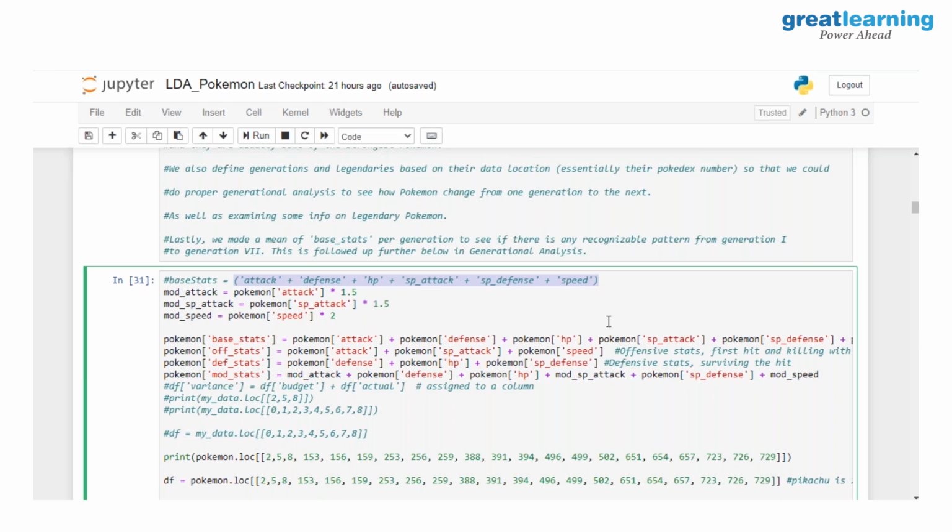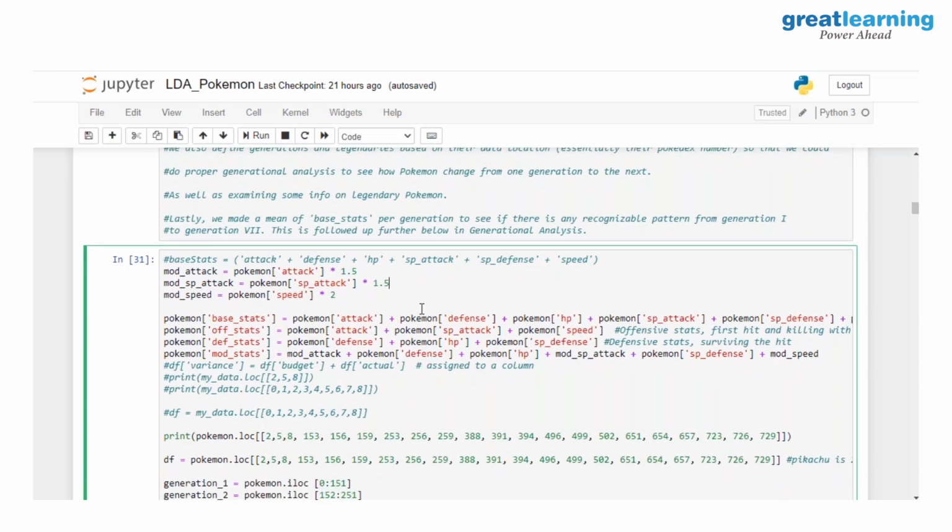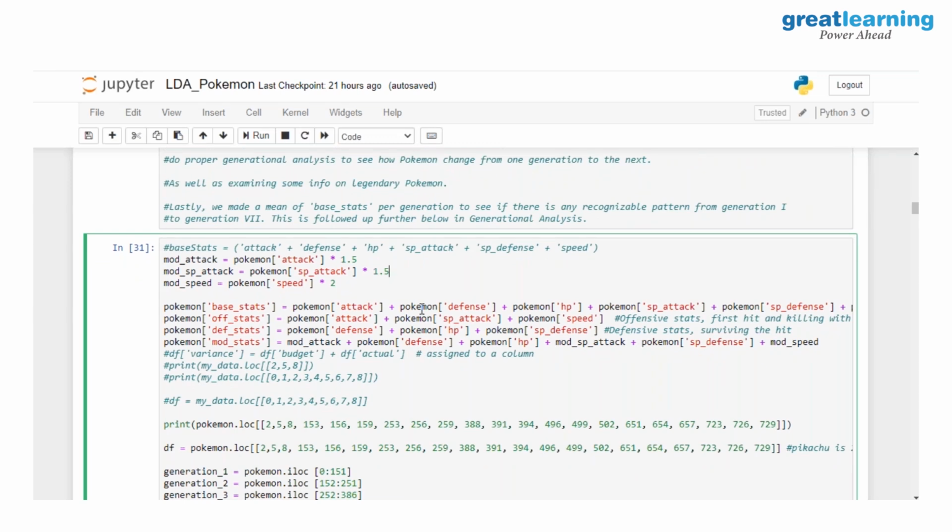So we started creating our own variables. What we did, we created some mod of attack, which was nothing but, let's say, 150% of the initial attack variable value. Similarly, for speed, we doubled it. Similarly, for SP attack, we 1.5 times it. There is a completely different discussion of why we did what we did. I mean, we can always discuss offline, but I hope you're getting the idea. The idea is we were trying to create newer base stats and the mod stats for us.